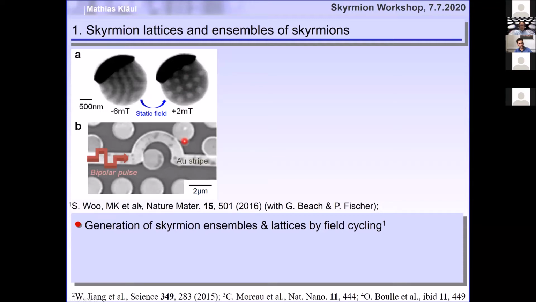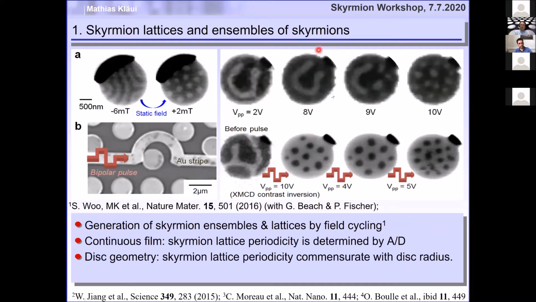This was first shown in a paper with the group of Jeff Beach and Peter Fischer. We could show that you can break up stripe domains into Skyrmions, and that in contrast to a Skyrmion lattice, where the periodicity is determined by the Dzyaloshinskii-Moriya interaction and the exchange, here you get some commensurability with the disk radius. So here's a 3x3 and a 4x4 Skyrmion lattice.